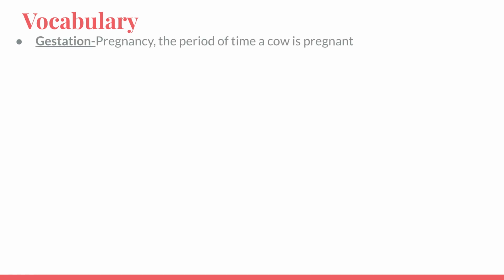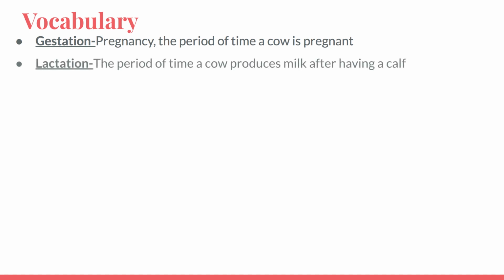Our first word is going to be gestation. Gestation is another word for pregnancy, or the period of time that a cow is pregnant. And feel free to pause these, guys, so that you can get these copied down. You should copy down these definitions in your own words. Don't just straight copy what's on Miss Warren's screen.